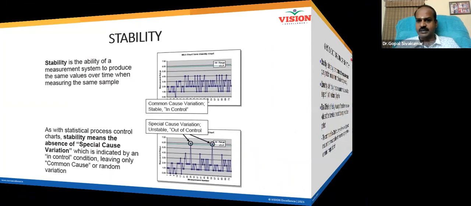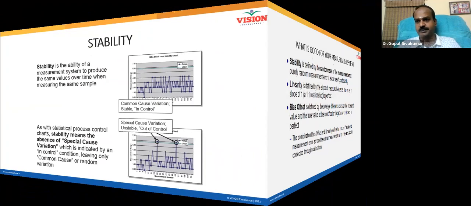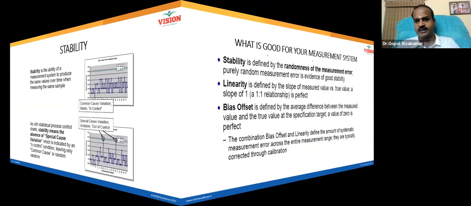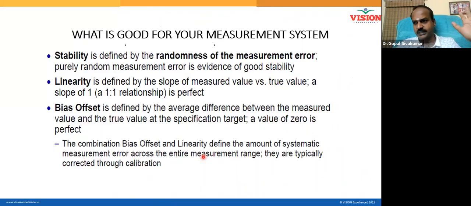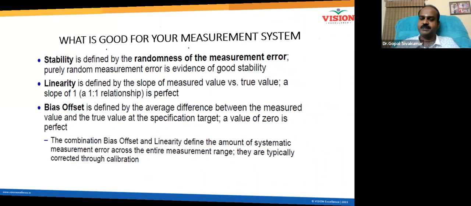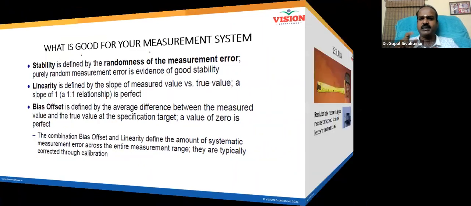All right, so the recommendation is readings have to be stable, readings have to be linear, and bias should be 0, right? So that your readings are 100% accurate. And now, resolution, I told you, the minimum reading.